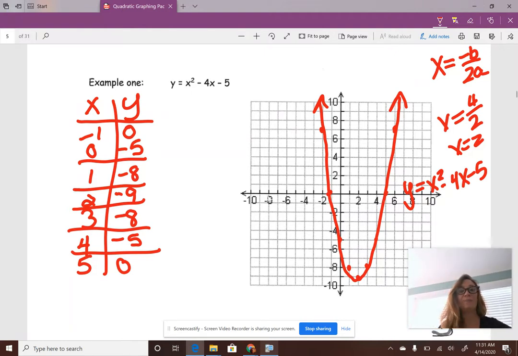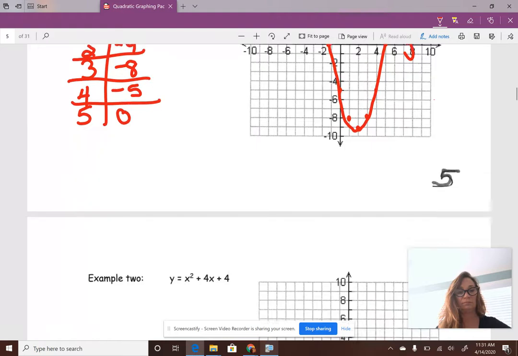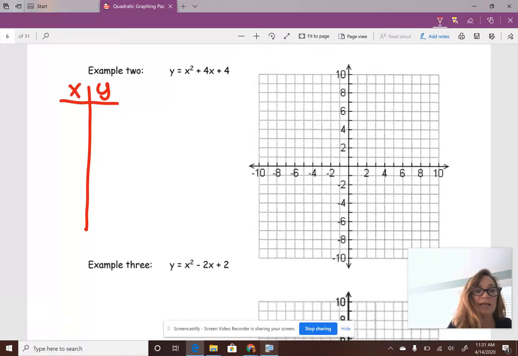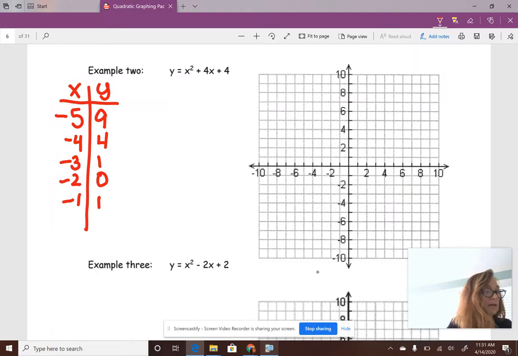Okay, next page. All right, so example 2. Again, you want to put that in your graphing calculator, and you want to get some critical points. I'm going to use -5, 9, -4, 4, -3, 1, -2, 0, -1, 1, 0, 4, and 1, 9.